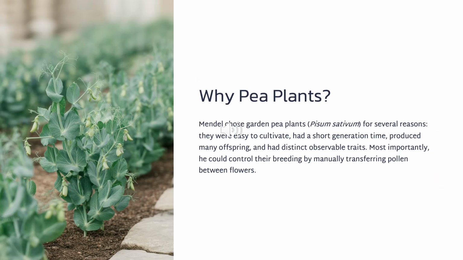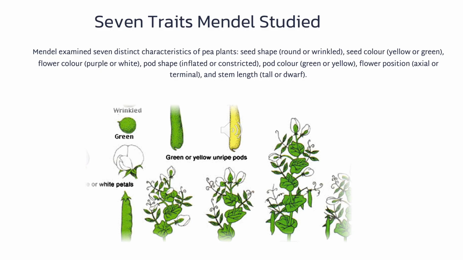Mendel chose the garden pea plant to study heredity because they were easy to cultivate, had a short generation time, produced many offspring, and also had distinct observable traits. And most importantly, he could control their breeding by manually transferring pollen between the flowers.